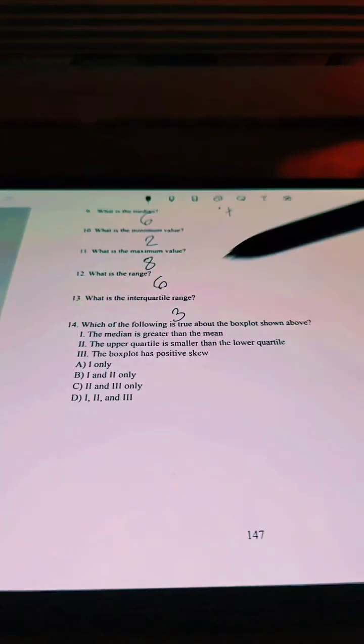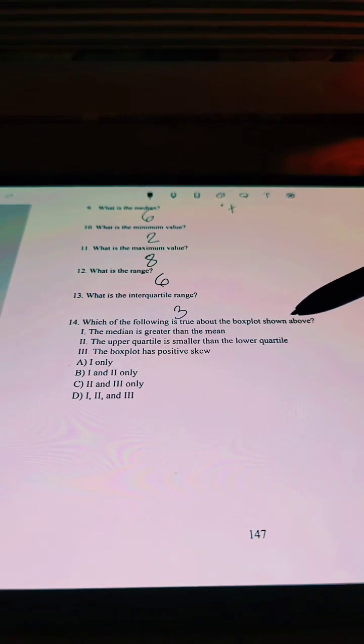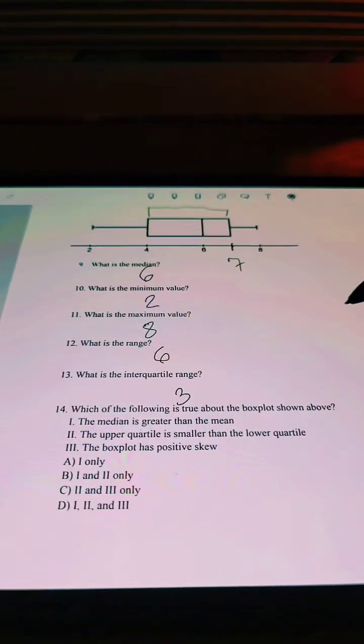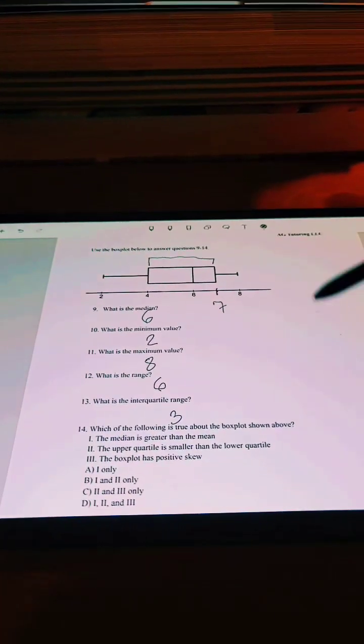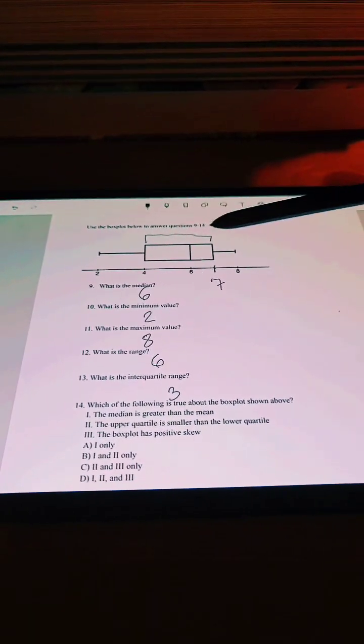And then now we're going to go to number 14. Which of the following is true about the box plot shown above? So let's see, it'll show the question at the same time. Okay, so the median is greater than the mean.